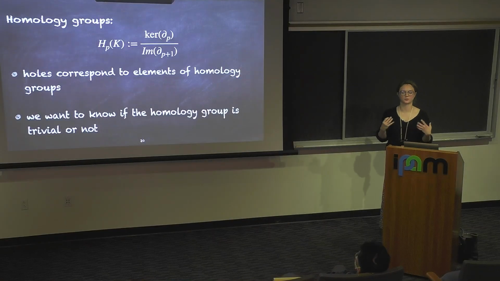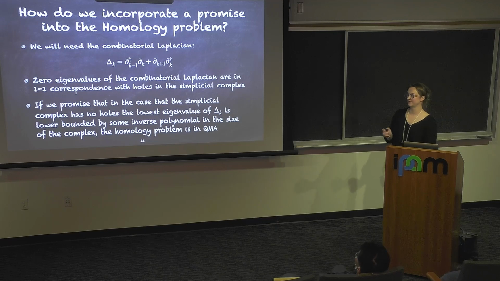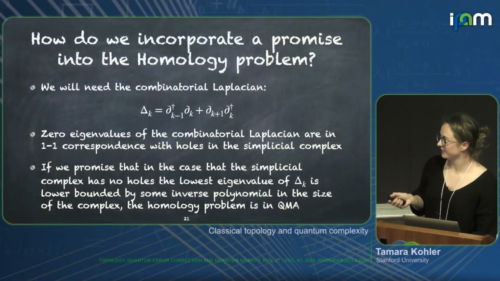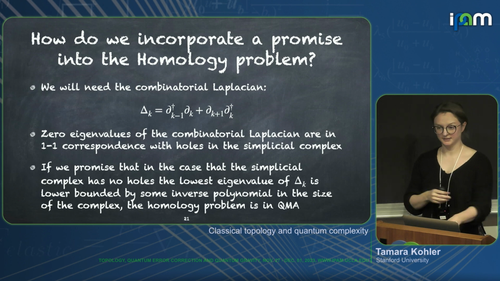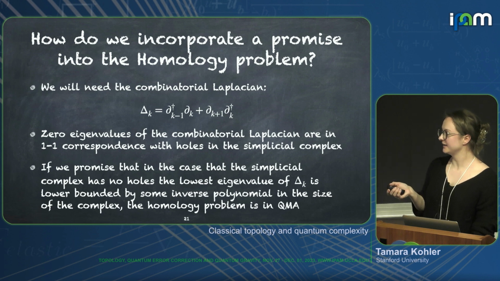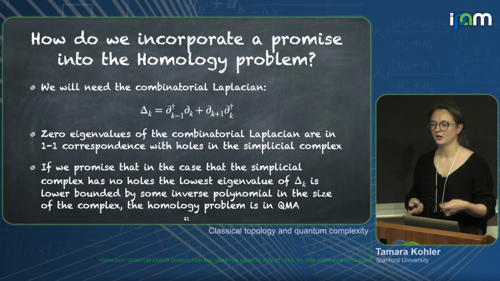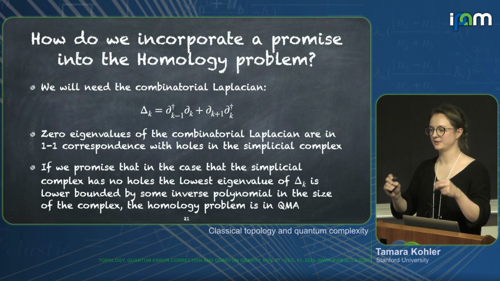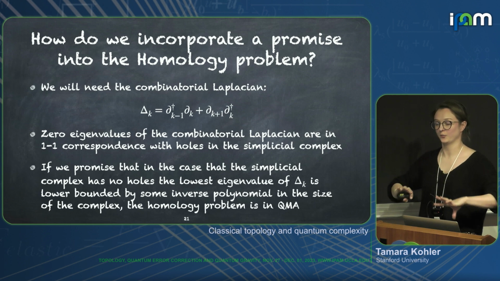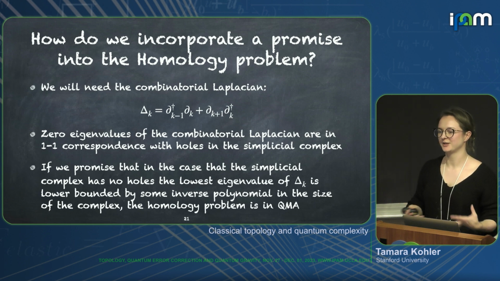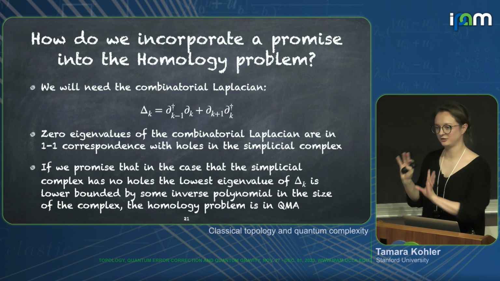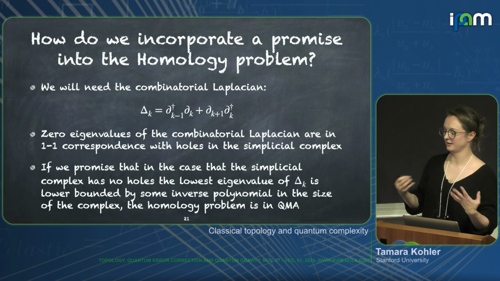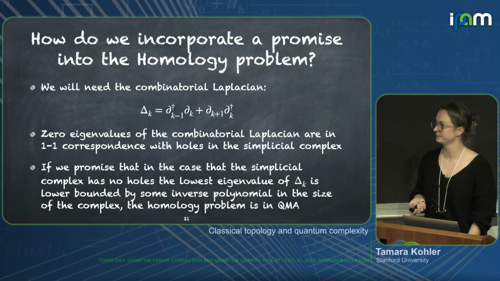And actually, to incorporate a useful promise into this problem, we need to introduce what's known as the combinatorial Laplacian. The combinatorial Laplacian is given by this expression here, where the delta is just the boundary operator that I introduced before, and the delta dagger is what's known as the co-boundary operator. You can think of the boundary operator as giving the boundary of the simplex, and the co-boundary operator as giving a co-boundary, which is harder to think about, but mathematically well-defined and can be understood with examples. I won't go into the co-boundary operator too much today, but you can just think of it as being the Hermitian conjugate of the boundary operator.